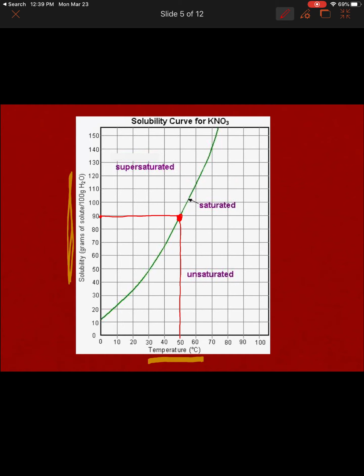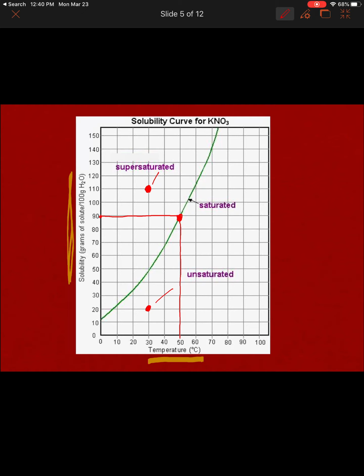However, if we were to plot a point that landed somewhere above the curve, like up here, that would be considered supersaturated. Why? Because it's above the saturation line. Then again, if we were to look at something down here, we would consider that unsaturated. Why? Because we're below the saturation line.